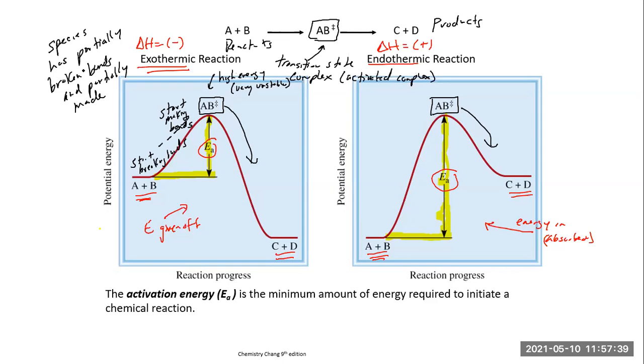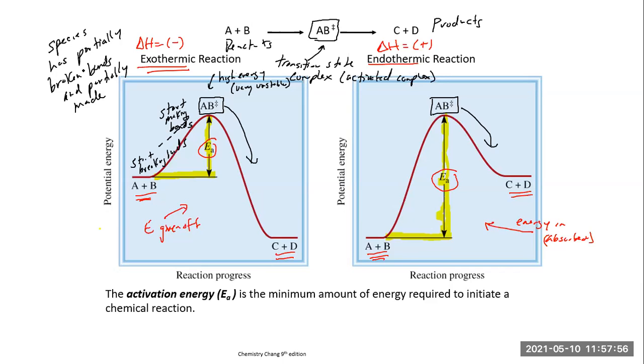So what does all this have to do with the rate of reaction? Well, obviously, if you have to walk up a hill and you have a very big hill to climb in terms of activation energy, it's probably going to take you much longer to reach the other side than if you had a smaller hill to climb.